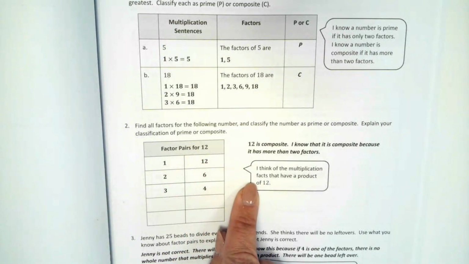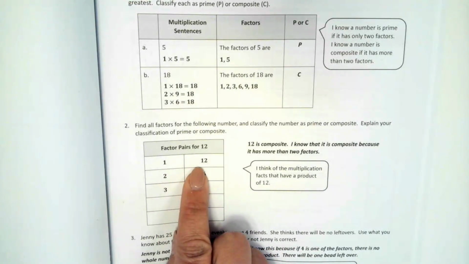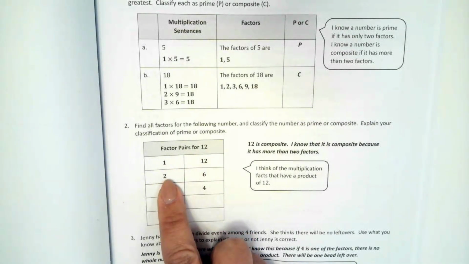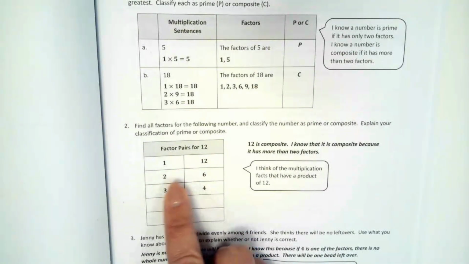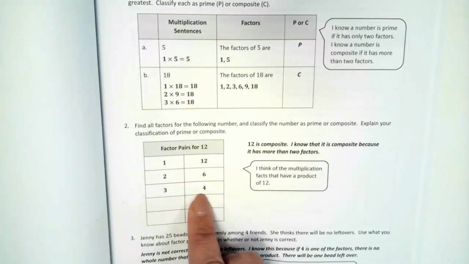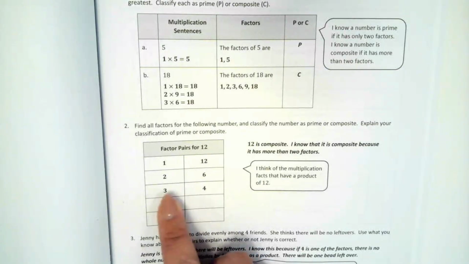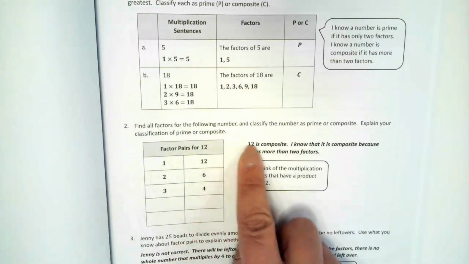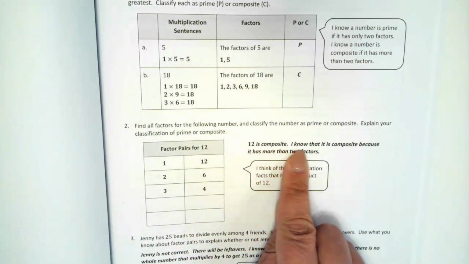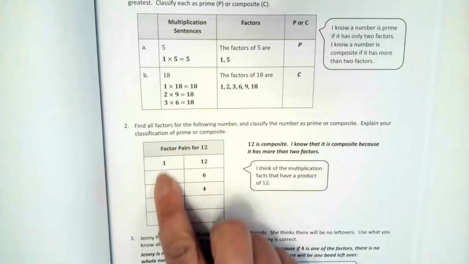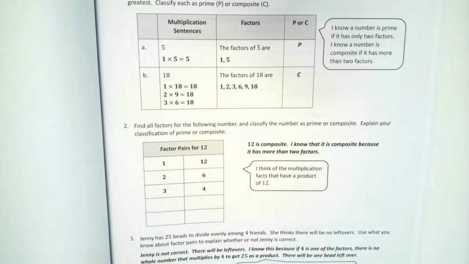So I think of the multiplication facts that have a product of 12. 1 times 12 can make 12, so that's a factor pair, 1 and 12. 2 times 6 equals 12, so here's another factor pair, 2 and 6. And 3 times 4 equals 12, so that's another factor pair, 3 and 4. That means 12 is composite. I know that it is composite because it has more than two factors. There are 6 factors here, so it is composite.